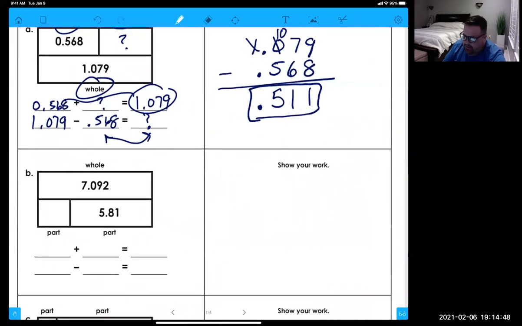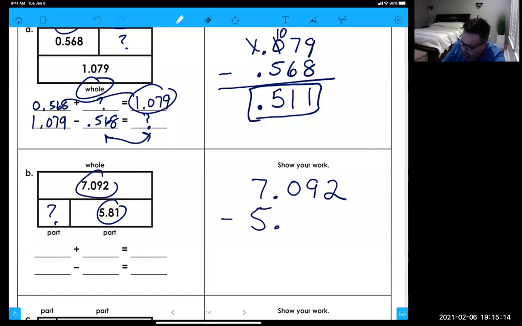All right, take a second and figure out B. Pause the video. Okay, B is the same thing, whole, and you're going to find this other part, right? So you can fill this part in or whatever, but mostly we're worried about you lining these up. And now I'm going to subtract because I have the whole and I want to find my other part. 5.81. And then remember, they didn't have a 0 here, but there is one. So I'm going to throw the 0 in there so it all lines up perfectly. And then you just do your math.